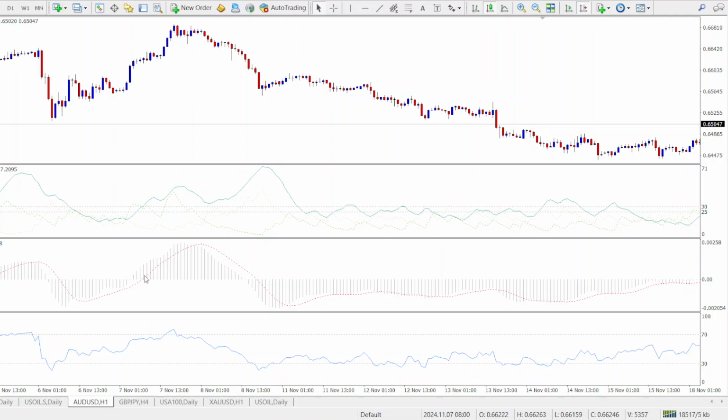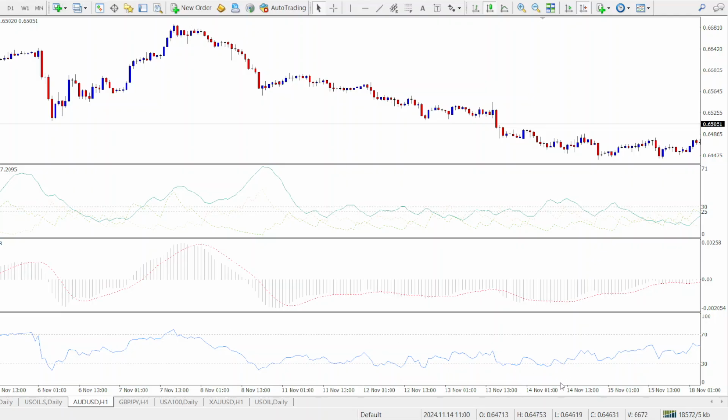And when you have increasing histogram bars, it shows that the trend or the momentum is strong. On the other hand, when you have decreasing histogram bars, for example, when the histogram bars are above zero, it shows that the bullish trend is losing momentum. And when you have the histogram bars getting short below the zero line, it shows that the bearish trend is losing momentum.